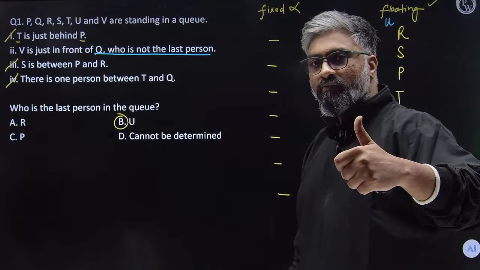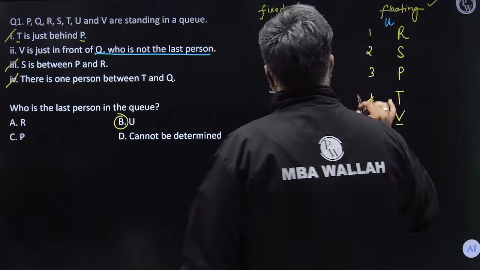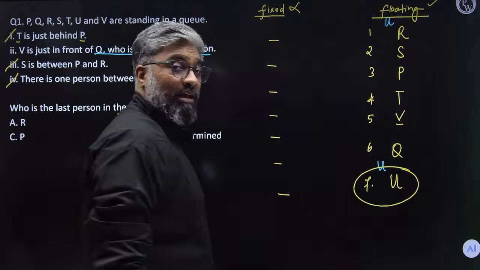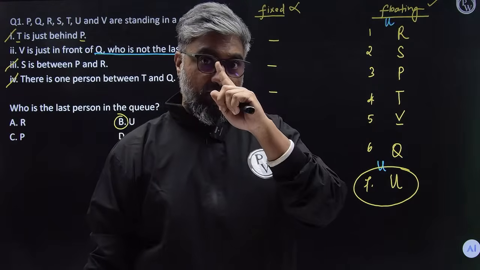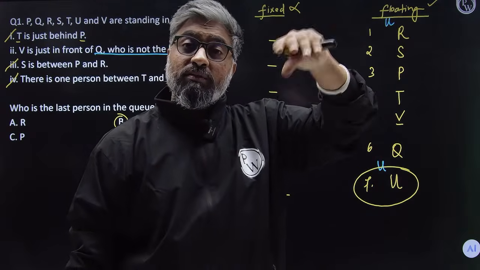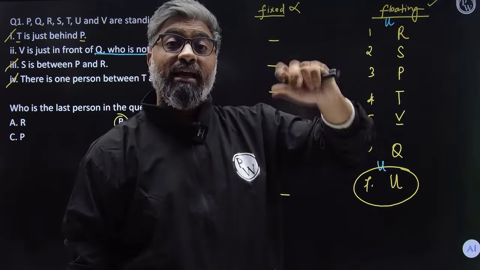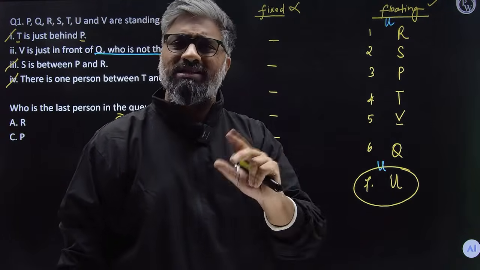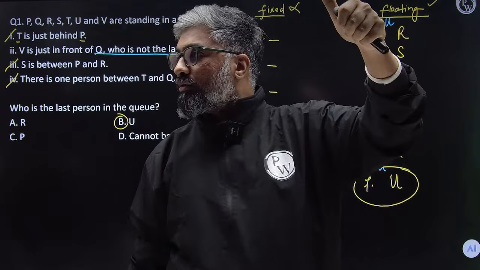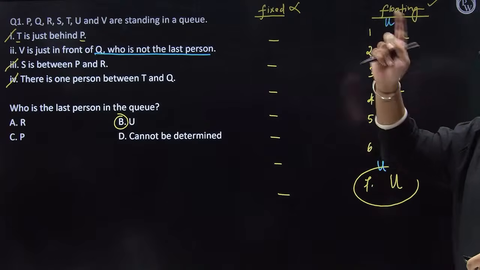Clear? Works? Yes. So first things first, whenever you go with these kinds of questions, understand whether you should go for a fixed arrangement or a floating arrangement. You only go with a fixed arrangement when you have a specific place for someone. This person is standing first in the queue, or last in the queue, or in the middle of the queue, or second from the front in the queue, something like that. If it's given, then you go with fixed. Otherwise, always go with floating. Good to go? Shall we try the next question?